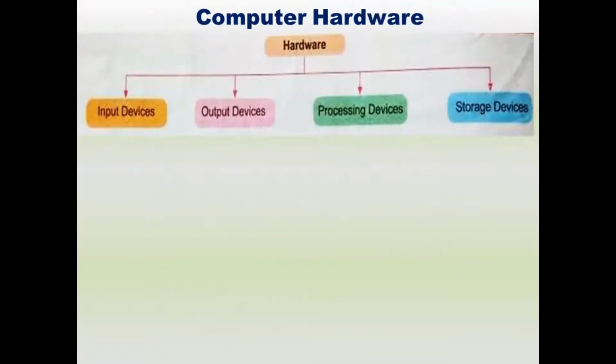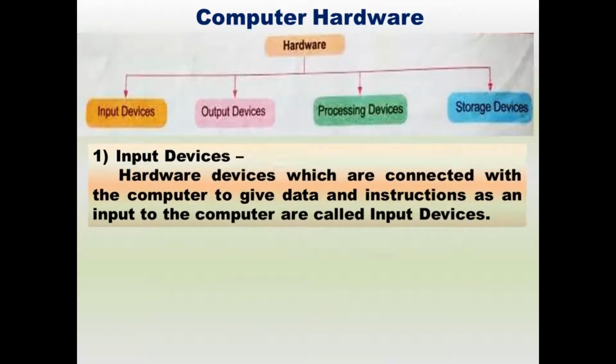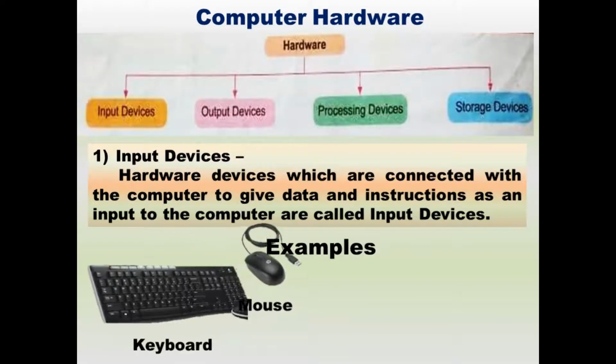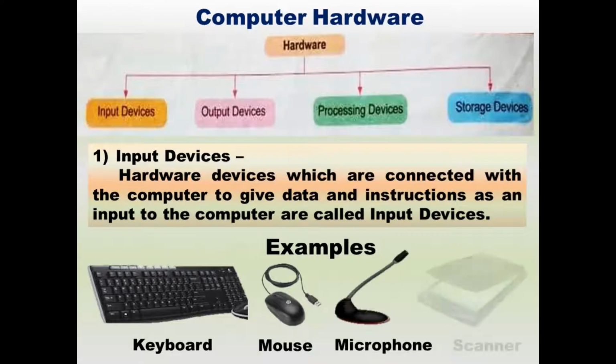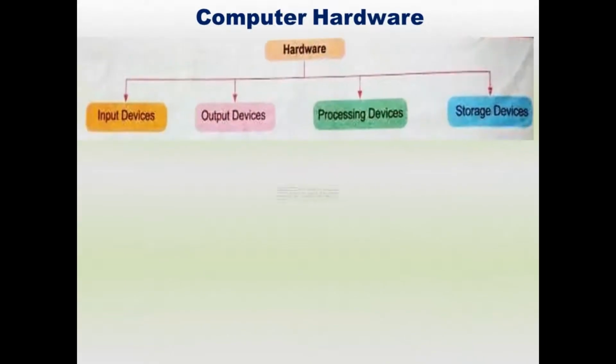Hardware devices can be input devices, output devices, processing devices, and storage devices. Let's talk first about input devices. Those hardware devices which are connected to the computer to give data and instructions as input to the computer are called input devices. For example, keyboard, mouse, microphone, scanner. All these devices which are used to give data and instructions to the computer as input are input devices.